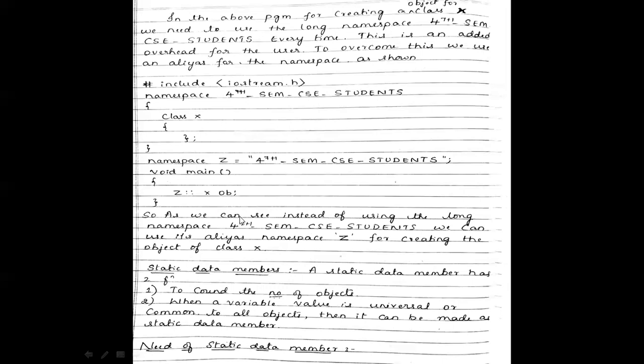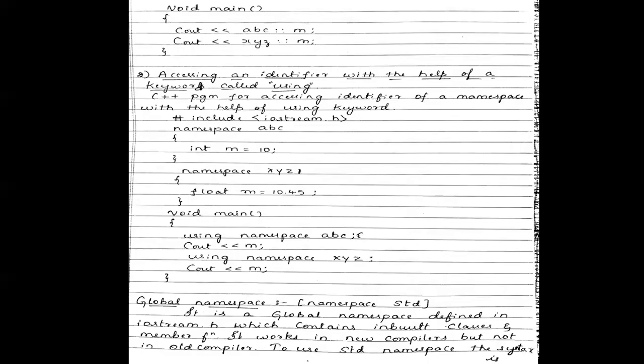So as we can see, instead of using the long namespace 4th sem CSE students, we can use its alias namespace Z for creating the object of class X. So this is how you can use an alias for a namespace to avoid overhead for the user. So these are the things you need to remember with respect to namespace.